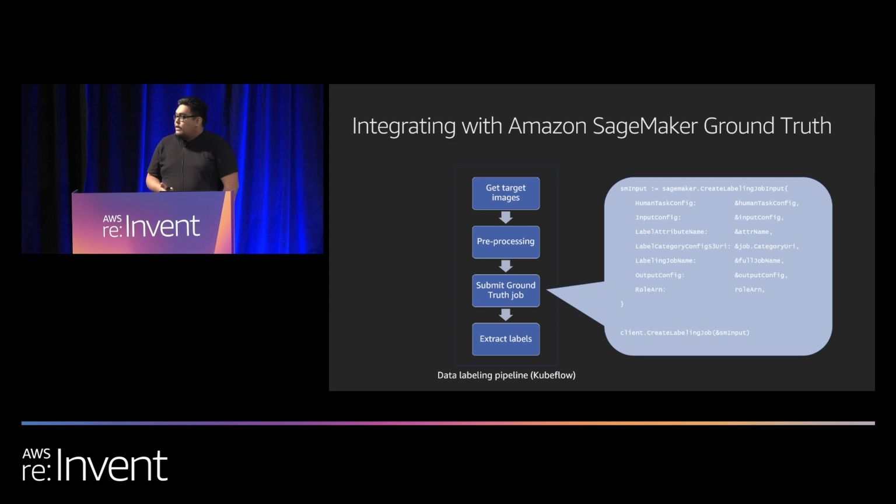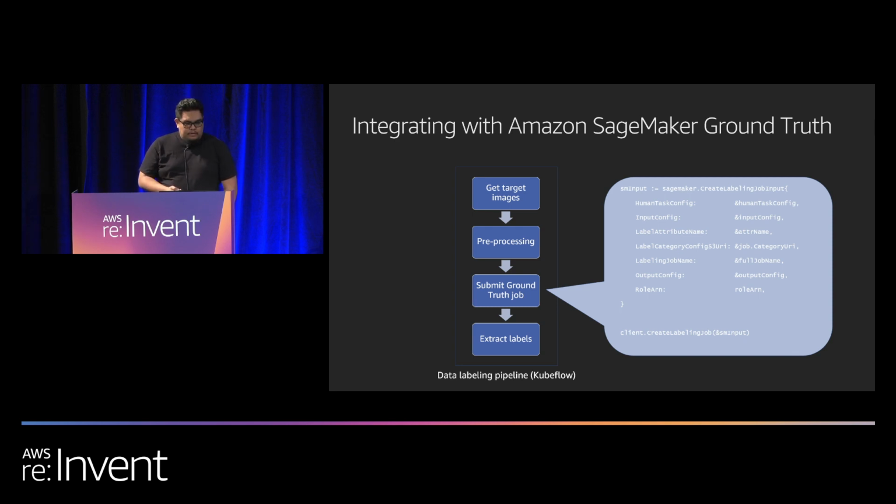First, we get a set of candidate images that we might want to label. We determine that based on things that are interesting in our data warehouse. Then we do some normalization and pre-processing of these images and upload that to S3. Then we submit a Ground Truth job using code similar to what we have here, which is essentially the Golang API for creating a labeling job.